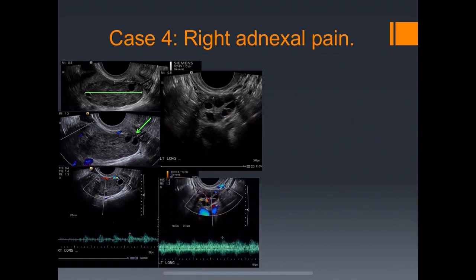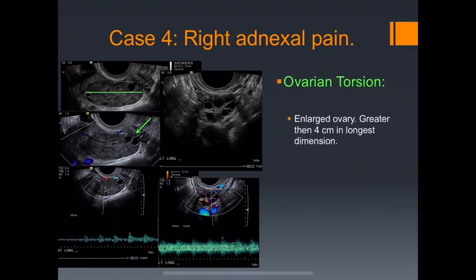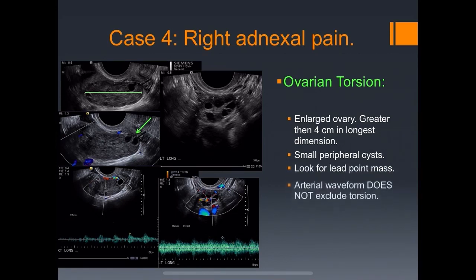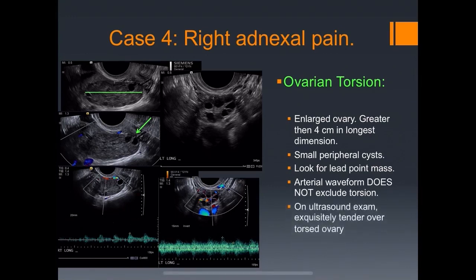So in this case, patient with right adnexal pain, we suspected ovarian torsion, which it turned out to be. So enlarged ovary, usually greater than 4 centimeters in a single dimension, I start to suspect it may be enlarged. Small peripheral cysts, which are being pushed out due to the edema within the ovary. Looking for any lead point mass. And this just proves the point that an arterial waveform does not necessarily exclude torsion. And usually the patient will be exquisitely tender on the side of the torsed ovary. So I'll always ask the tech if they were tender on the suspected side.